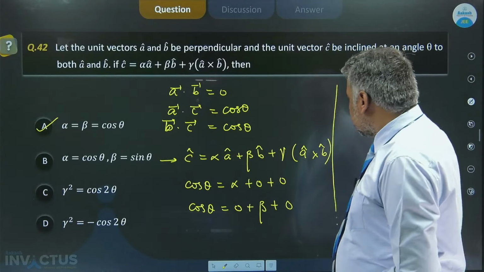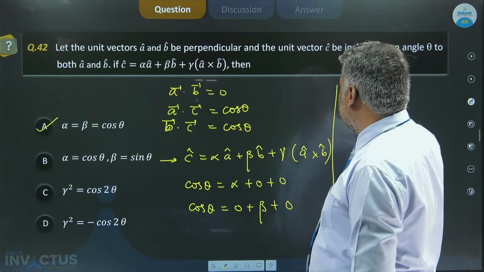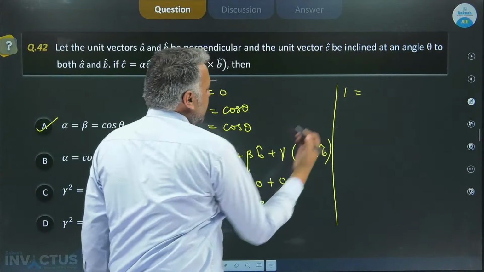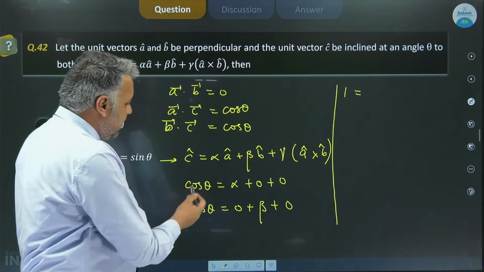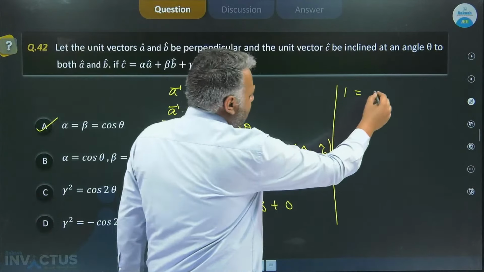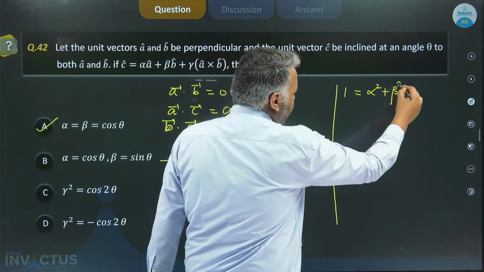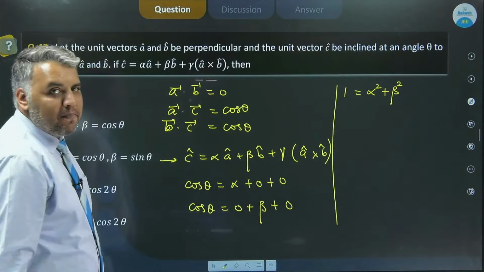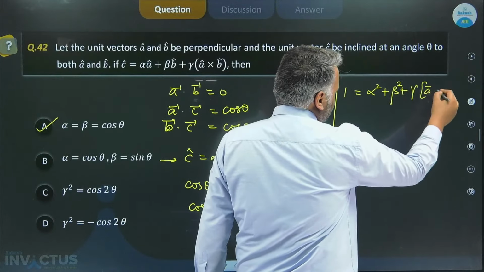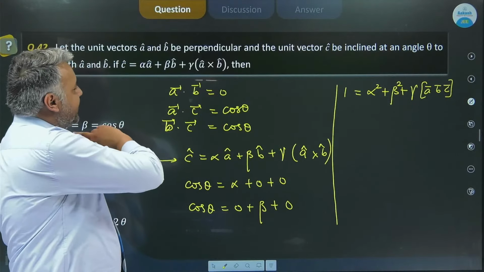So what we do is, let's take a dot product with C vector. So on the left hand side, we'll see that C dot C, that will be 1, is equal to alpha A dot C, and A dot C is cos theta, so this will be alpha square, plus beta B dot C, again that will be beta, so this will be beta into beta, beta square. Plus gamma times the scalar triple product of A, B, C, when we take the dot product with A cross B.